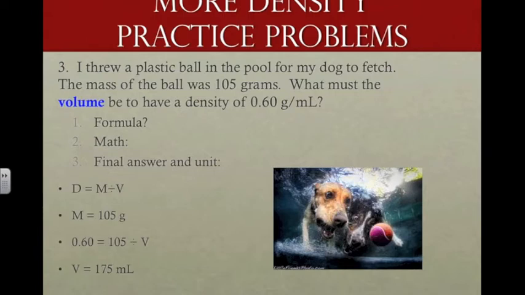Okay, so again, our formula is density equals mass divided by volume. In this case, the mass given to us was 105 grams. When you sub in the information given to you, you should have written 0.6 equals 105 divided by volume. When you solve for volume algebraically, you should get the answer of 175 milliliters.